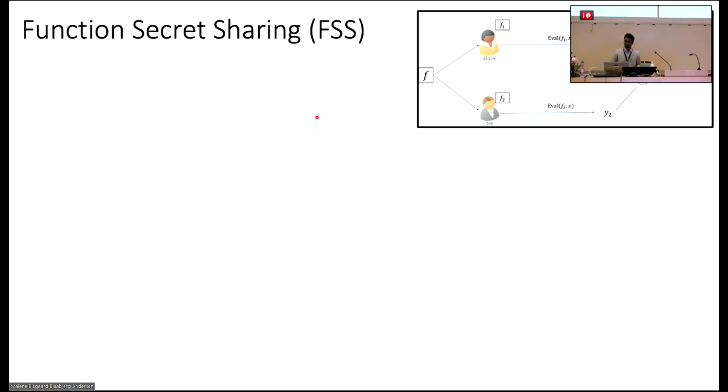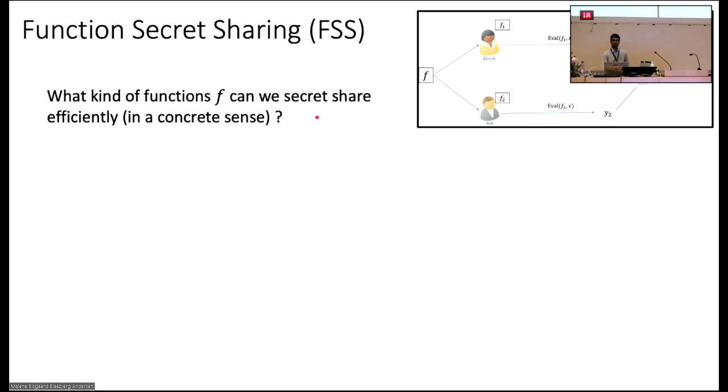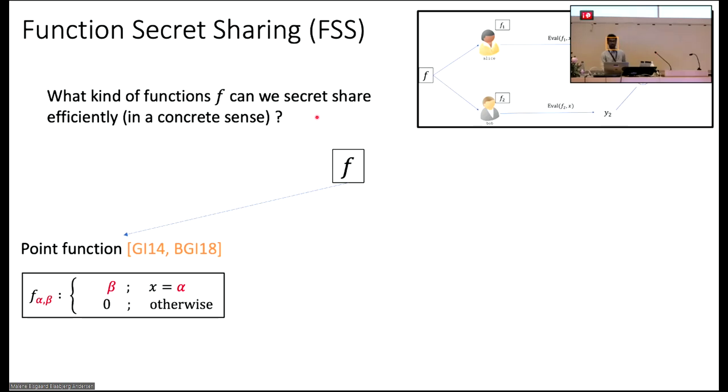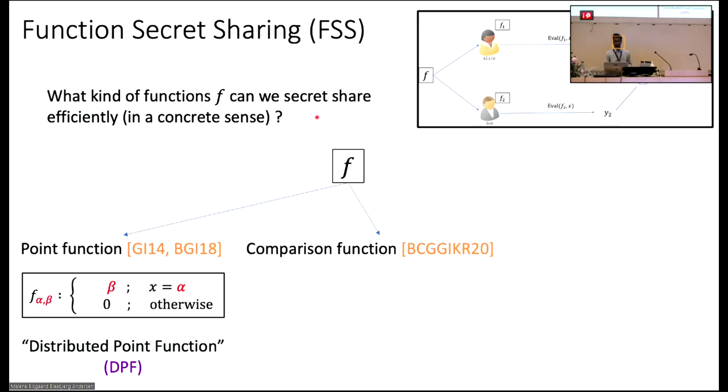So now that we have seen this scheme, what kind of functions can we actually secret share efficiently in a concrete sense? In prior works, it was shown that it is possible to secret share point functions. What are these functions? These functions have two parameters, alpha and beta. The function returns beta whenever the input equals alpha and 0 otherwise. An FSS scheme for such functions is known in the literature as a distributed point function, DPF for short.